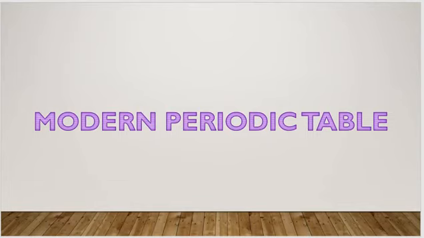Hello everyone. So in today's video of chapter Modern Periodic Table, I am going to talk about periodic trends in elemental properties, effective nuclear charge and screening effect. And the last topic would be the variation of atomic radius in the modern periodic table.